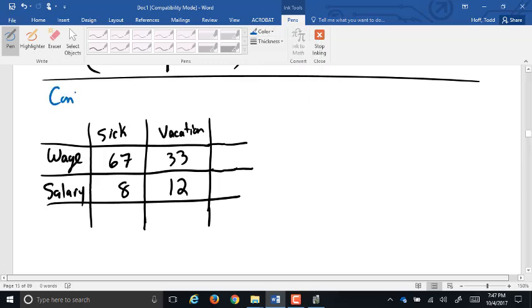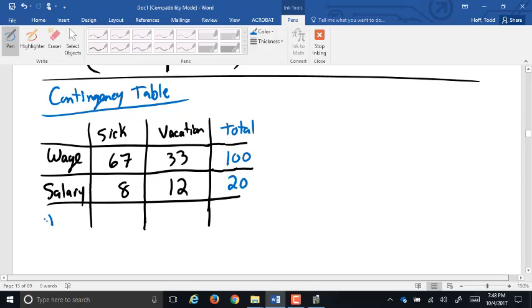This thing is what we call a contingency table. It is comparing two different variables or two different characteristics of a group of people against each other. So what we have to do to make this work is find the total for the rows. Well, 67 plus 33 is 100. 8 plus 12 is 20. Then we have to find the total for the columns. 67 plus 8 is 75. 33 plus 12 is 45. Then, of course, the grand total better be the same in both directions: 120.